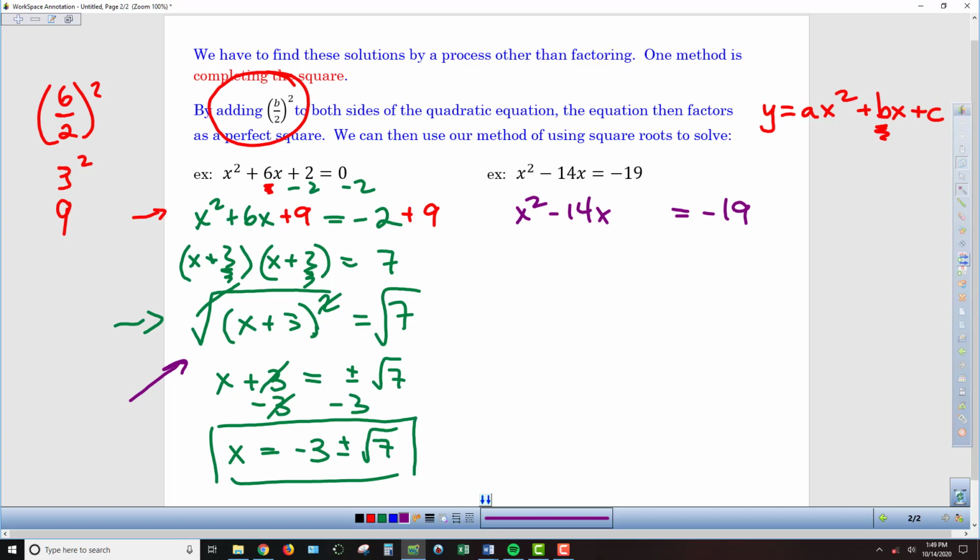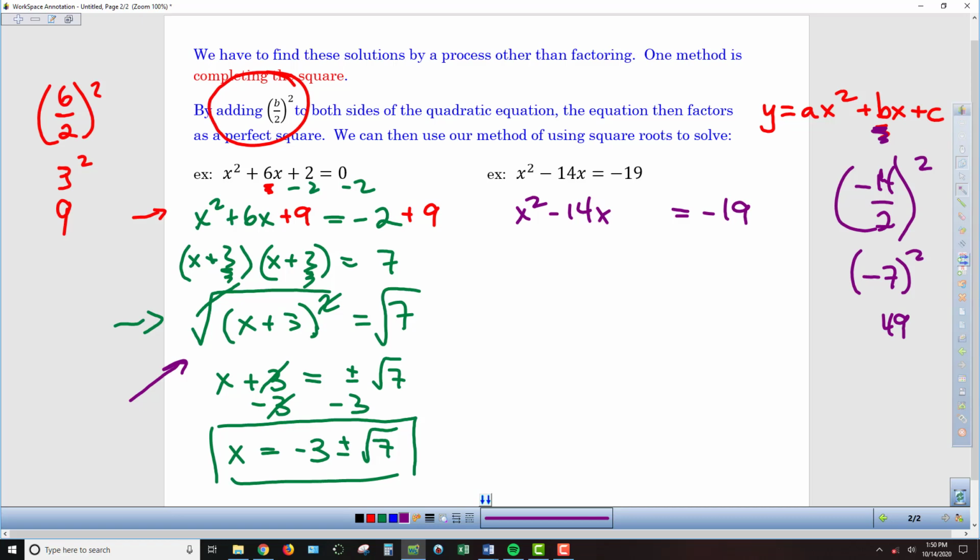So the way we're going to do that is take the number that's in front of the x, that's our b value, and so negative 14 is going to get divided by 2, and then we're going to square it. So negative 14 divided by 2 is negative 7. So then I've got to square negative 7. So negative 7 times negative 7 is going to be positive 49.